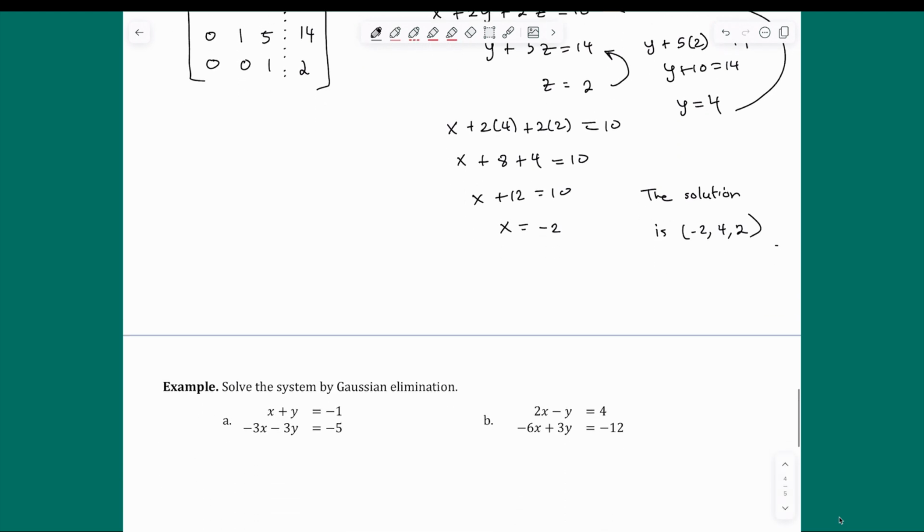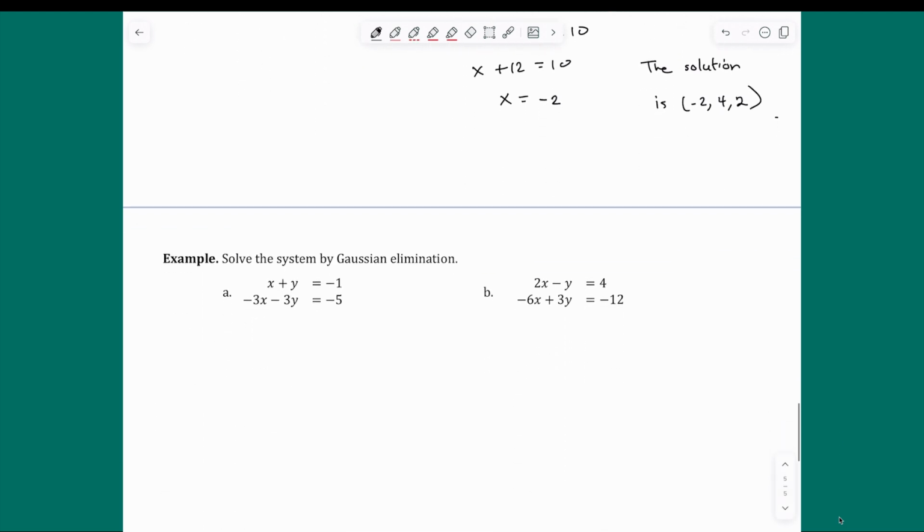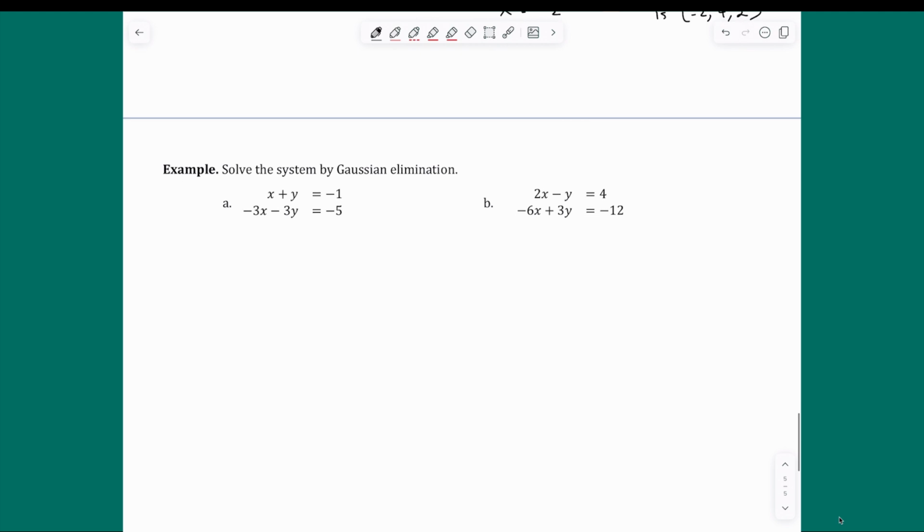Okay, next question here. Solve the system by Gaussian elimination. So our augmented matrix here is 1, 1, -1, -3, -3, and -5. Okay, so it's almost already in Gaussian elimination. We just need to make this -3 here a 0. And to do that, we could take, say, row 2 and add 3 times row 1 to get a new row 2.